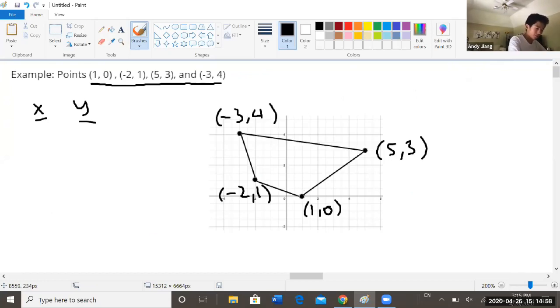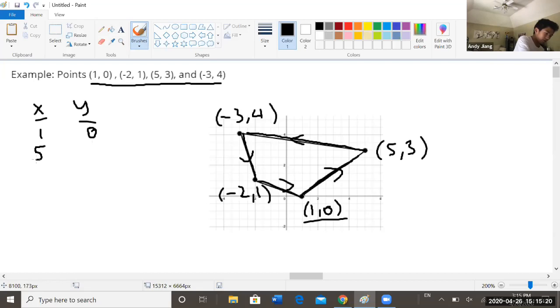So I choose one of these points. I'm going to choose 1, 0 to be my first point. And then I just choose the direction to go in. So I'm going to choose this direction. So from now on, I have to go in this direction. And each time I visit a point, I write down that point. So I start at 1, 0, then I write down 5, 3. Then I go along this edge. I go to negative 3, 4. And then negative 2, 1. And finally, I write down my first point again. So that's 1, 0.